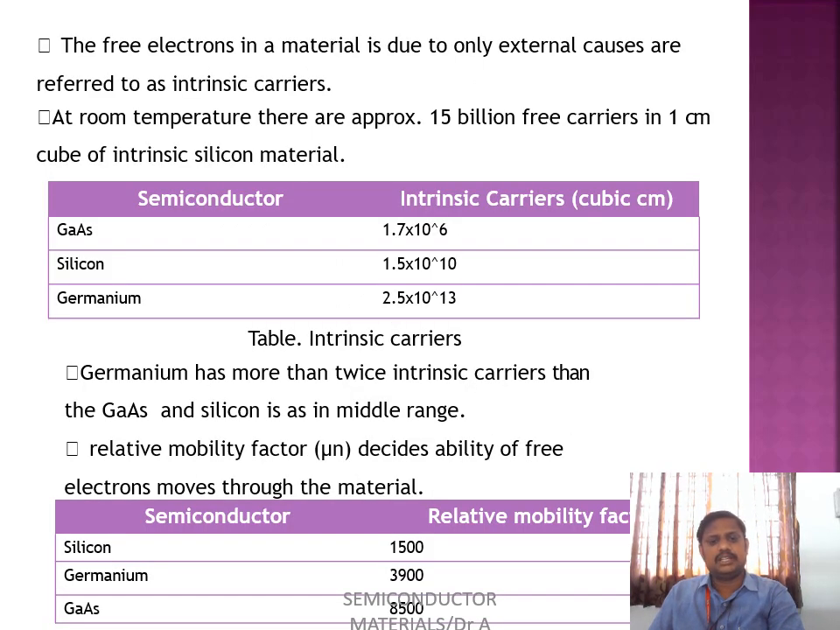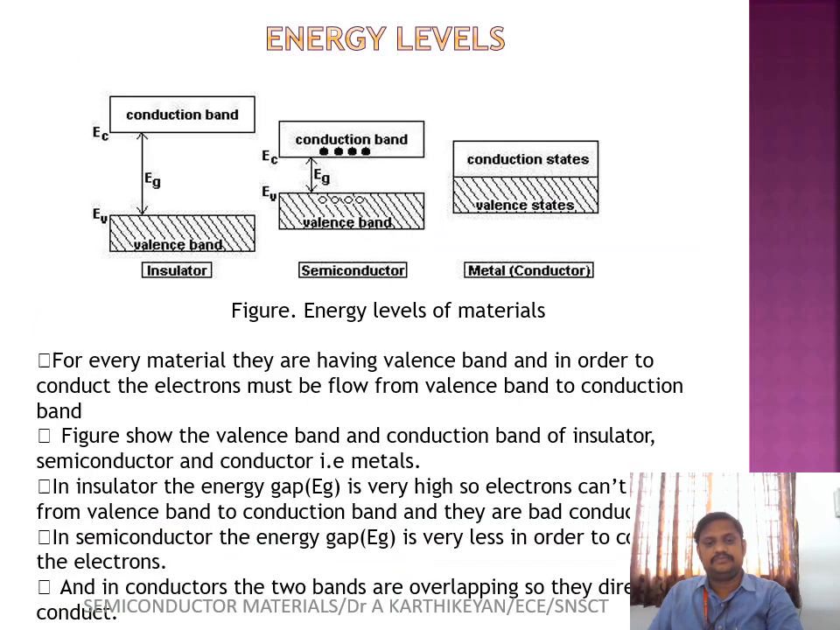Gallium arsenide is an intrinsic semiconductor material with an intrinsic carrier concentration of 1.7 and 2 values, and 1.5 times ten to the power. Germanium also has a value of 2. Silicon, germanium and gallium arsenide differ in the ability of free electrons to move through the material, and the mobility factor increases: 1500, 3900, 8000. Gallium arsenide has the highest mobility factor, and its energy band gap is also high.